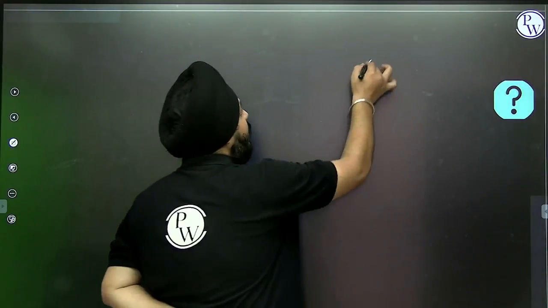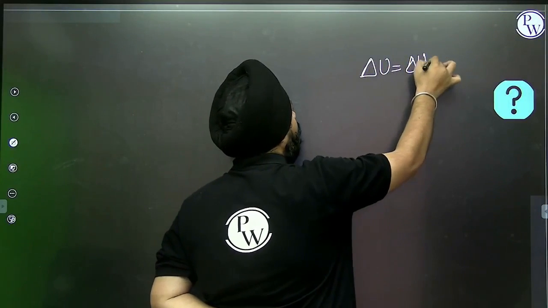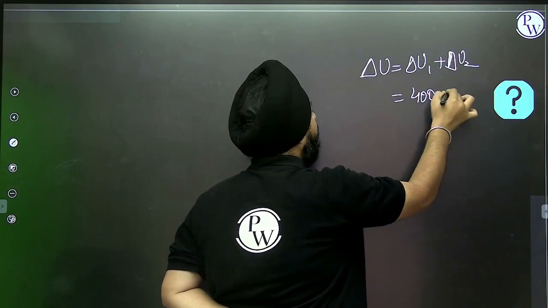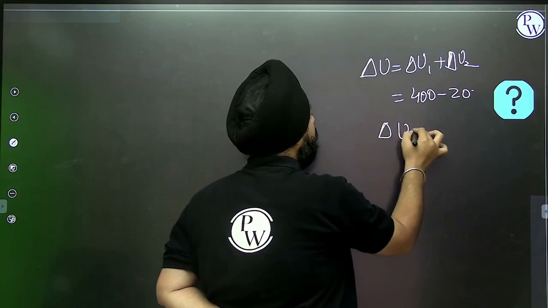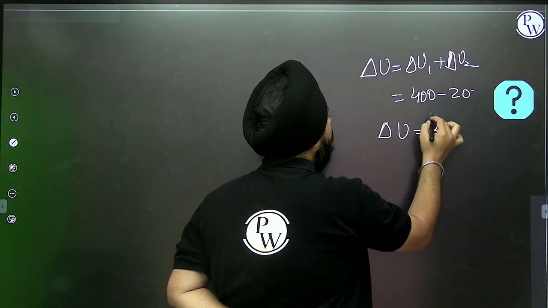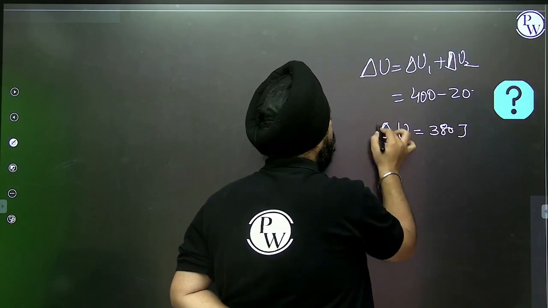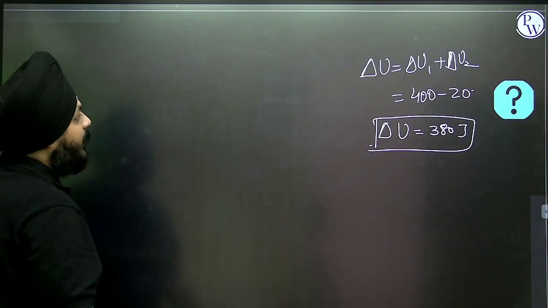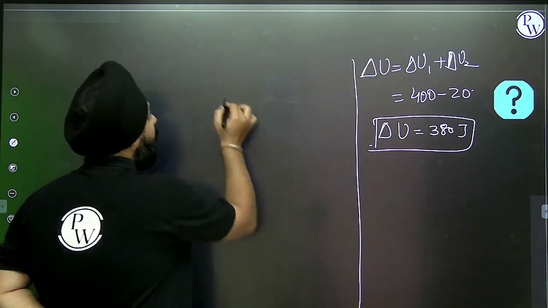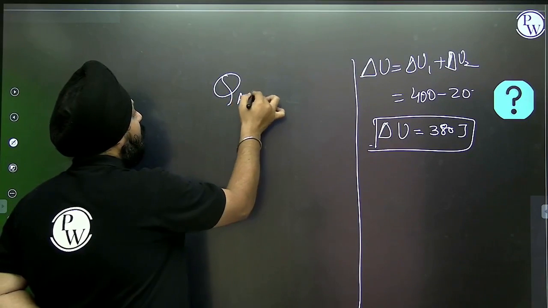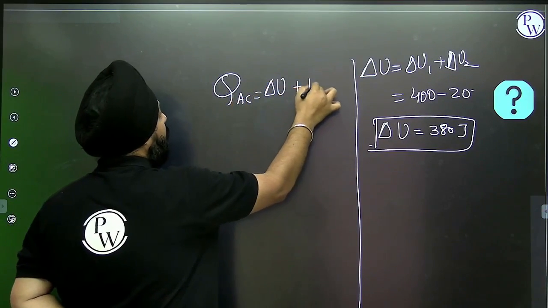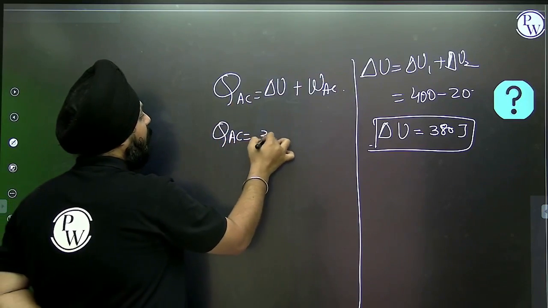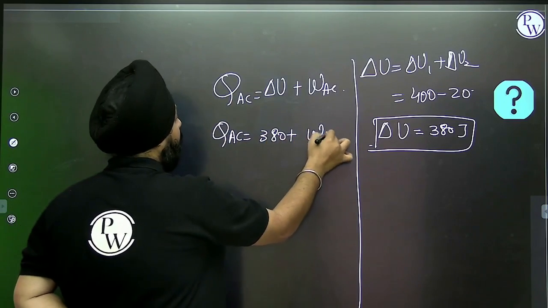What is the resultant change in internal energy of the system? U1 plus U2. So that is equal to 400 minus 20. The resultant change in internal energy of the system is equivalent to 380 joule. Right? 380 joule. Now what do we need to calculate? We need to calculate the resultant heat of AC. That is equal to change in internal energy plus work done by AC. So QC is equal to change in internal energy 380 plus work done by AC.